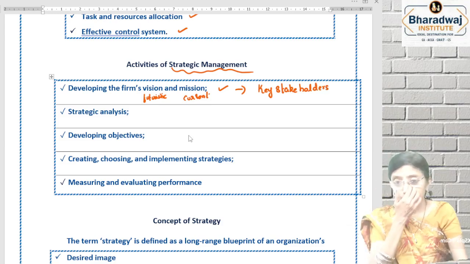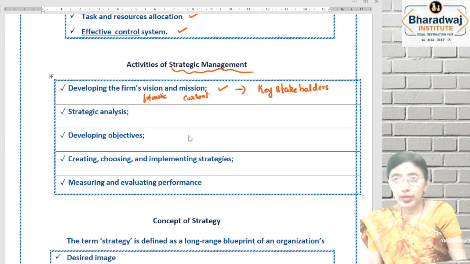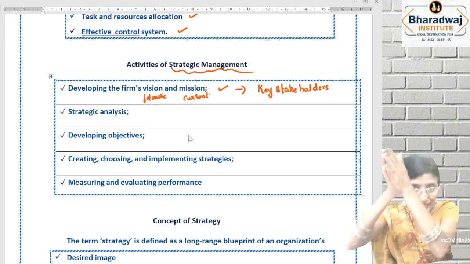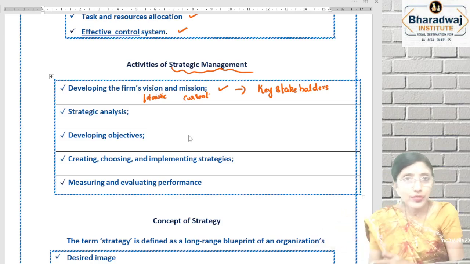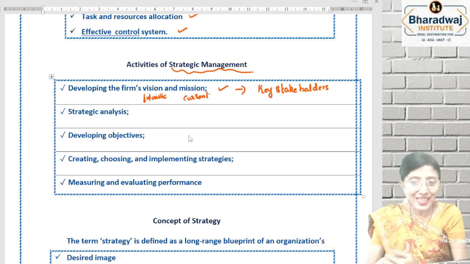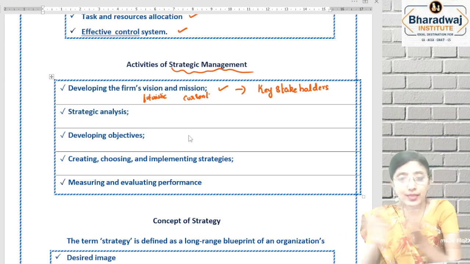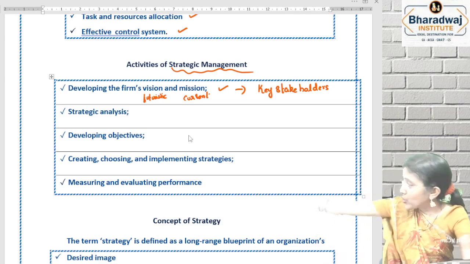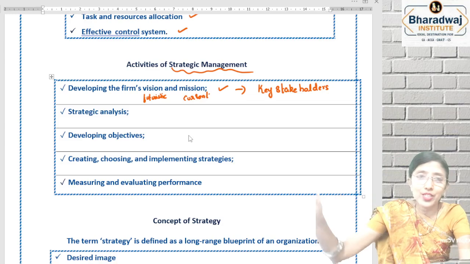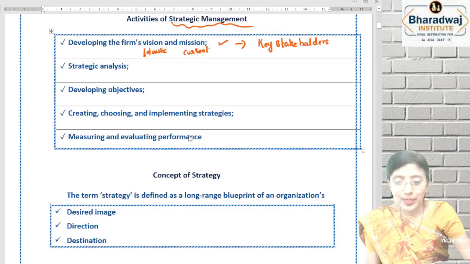It's a point for them. They have to know it. Are you clear? So that is why we are detailing the activities of SM, starting with vision, mission, followed by strategic analysis, followed by objectives, then choosing and implementation. We will always finish with evaluation, because strategy is not a paper plan. That's a repeated thing.